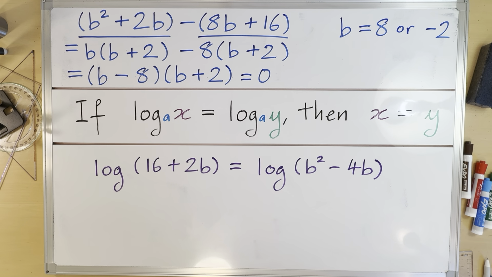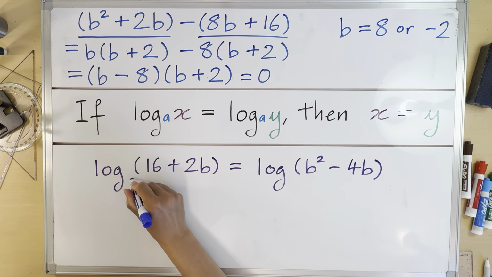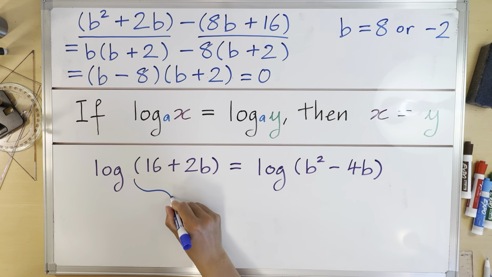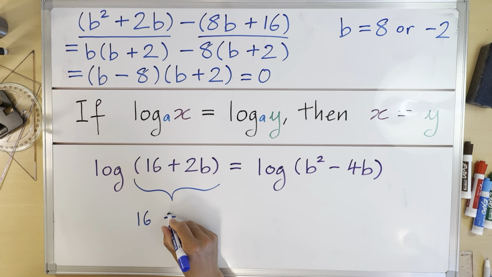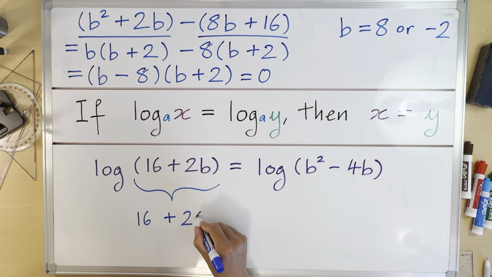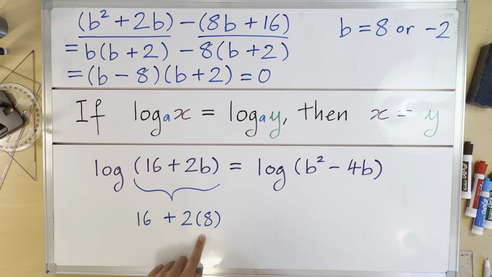So if we were to use positive 8, then this part right here would become 16 plus 2 times 8. 2 times 8 gives us 16, and 16 plus 16 gives us 32.